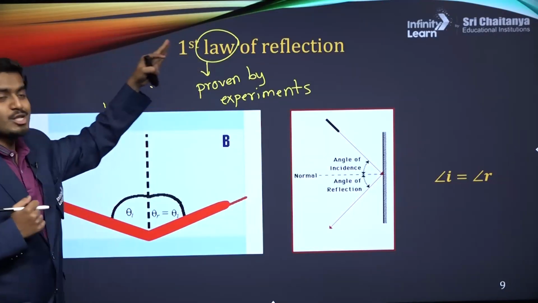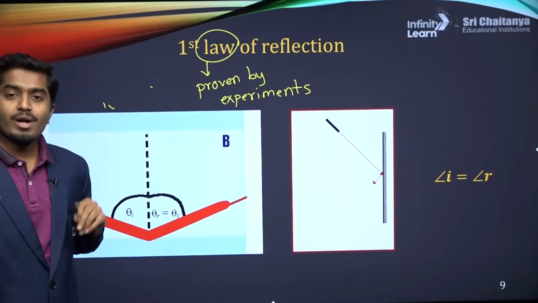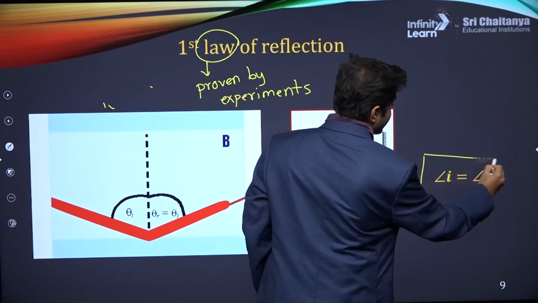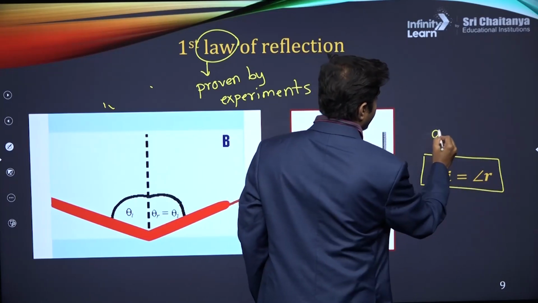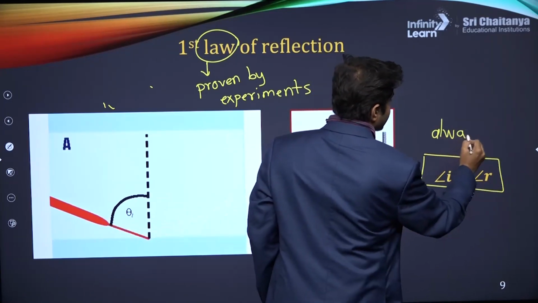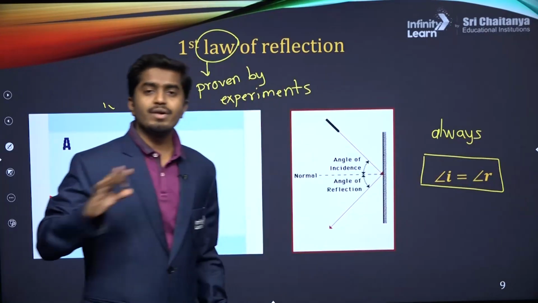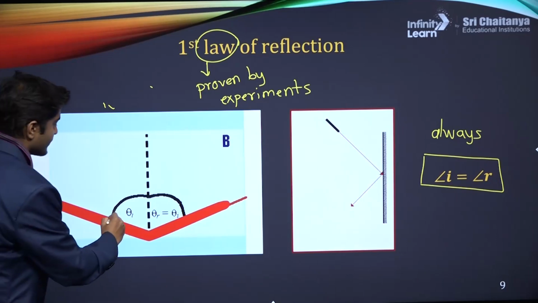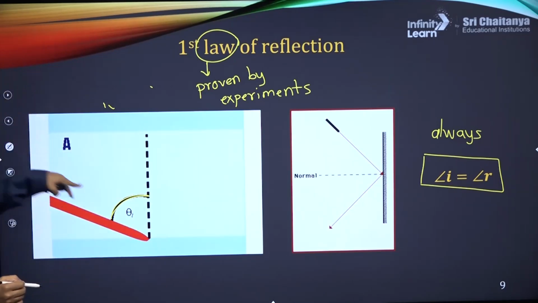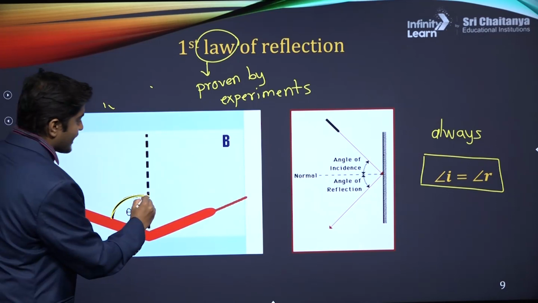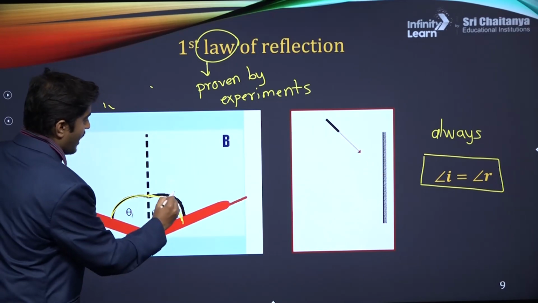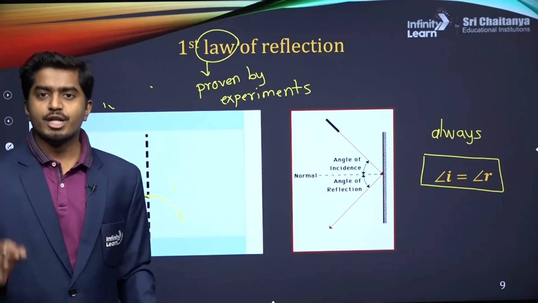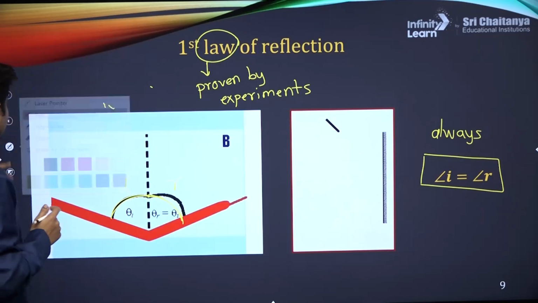So what is the first law of reflection? What it says is, the angle of incidence is always equal to the angle of reflection. So this is always true. Always. This angle of incidence, between the normal and the incident ray, and the angle of reflection, R, and this I, these two are always going to be equal to each other, right?